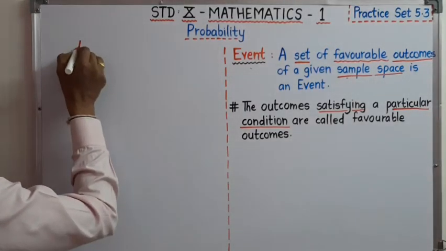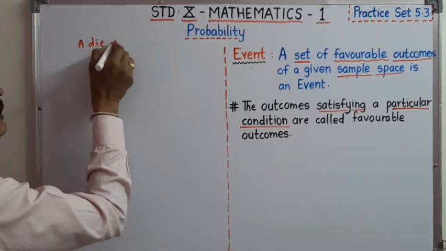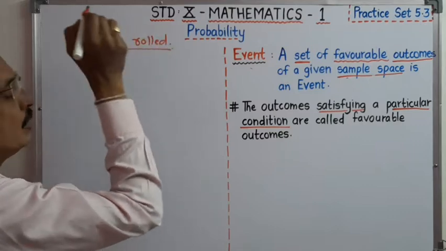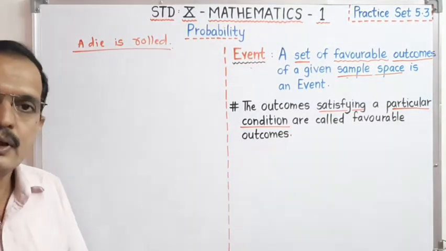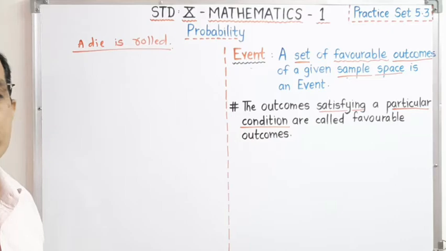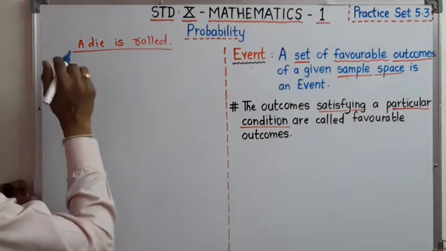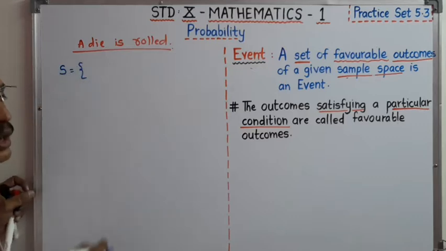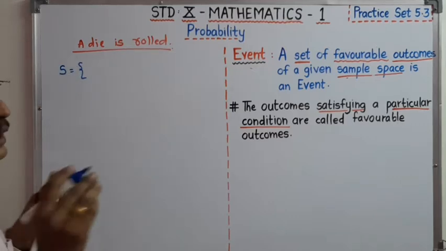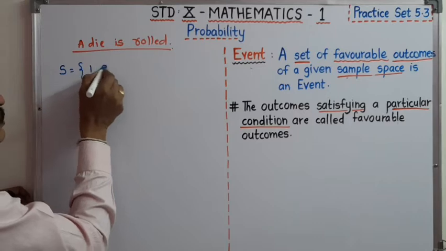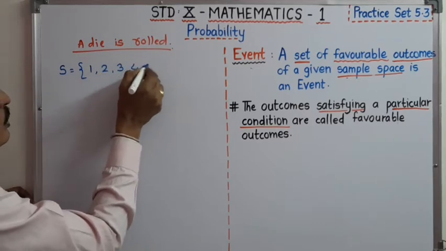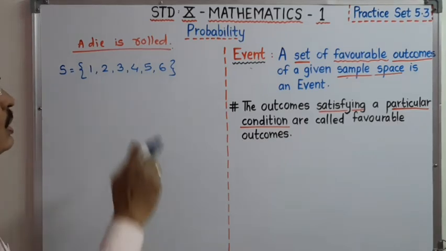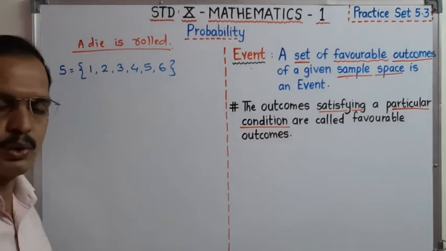Suppose a die is rolled. This is one random experiment. Can any one of you tell me what the sample space is for this experiment? S is equal to, a die is rolled, sample space 1, 2, 3, 4, 5, 6. This is the sample space for the random experiment, a die is rolled.